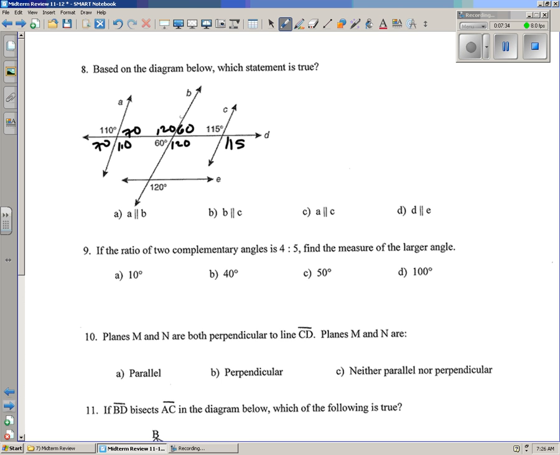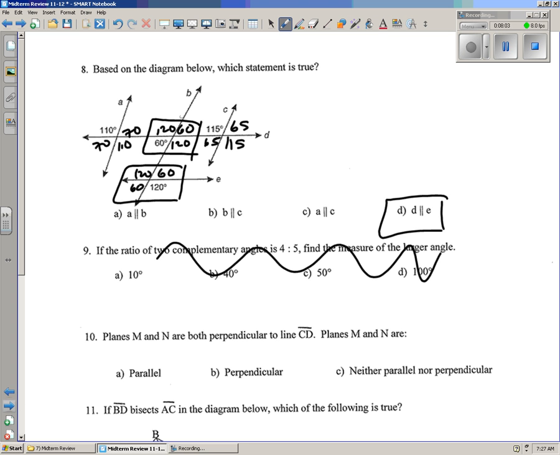115 here, and then 180 minus 115, 65 for these guys. And then 120 vertically, and 180 minus 120, 60 for these guys. So if you take a look, the 2 Foursquare games that match up are the ones on lines D and E with B as the transversal. So D is parallel to E. None of the other games match up, so none of the other lines are parallel. Number 9, you can skip.